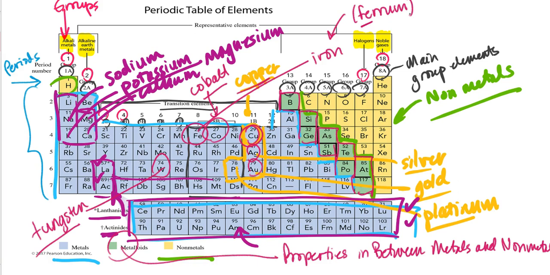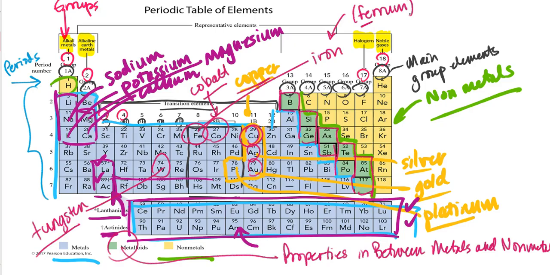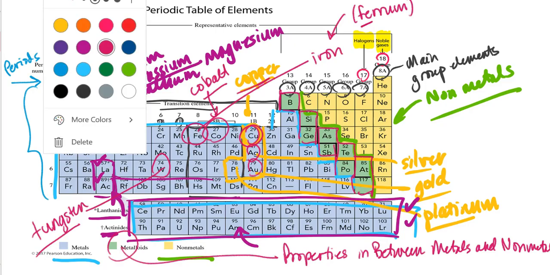So let's do that now. Let's actually practice a little bit using the periodic table. I'm going to try to find the following elements in the periodic table, and I'm going to list their group and also their period numbers. So let's start with the first one. Let's work with sulfur.